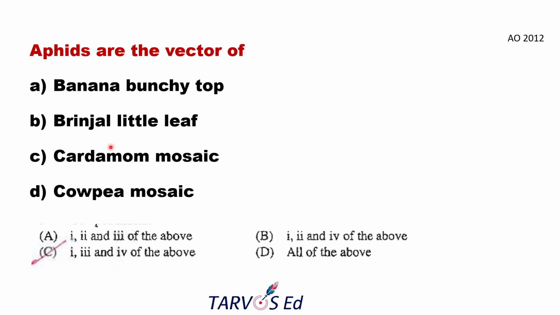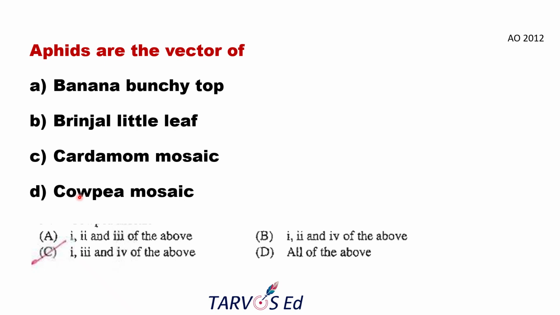We can eliminate a few, like brinjal little leaf, which is a phytoplasma disease. Phytoplasma diseases mostly spread through leafhoppers only, so we can eliminate this option. B will not be in our answer. Coming to option A, banana bunchy top, we have already discussed that banana bunchy top virus spreads through the banana aphid or black aphid, Pentalonia nigronervosa. So definitely A will be there. Then I have already discussed in one slide related to one question.